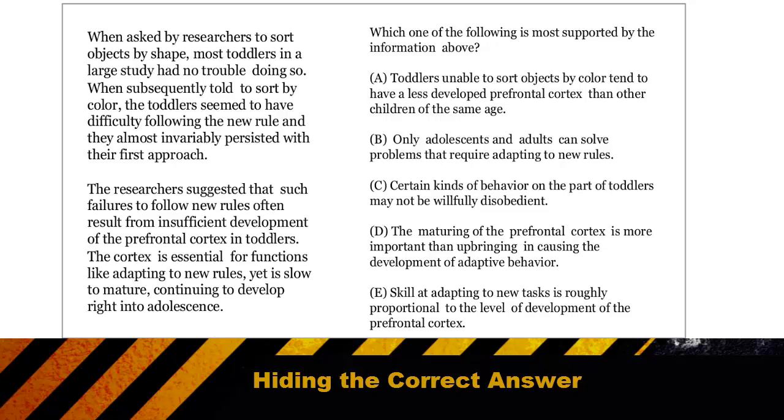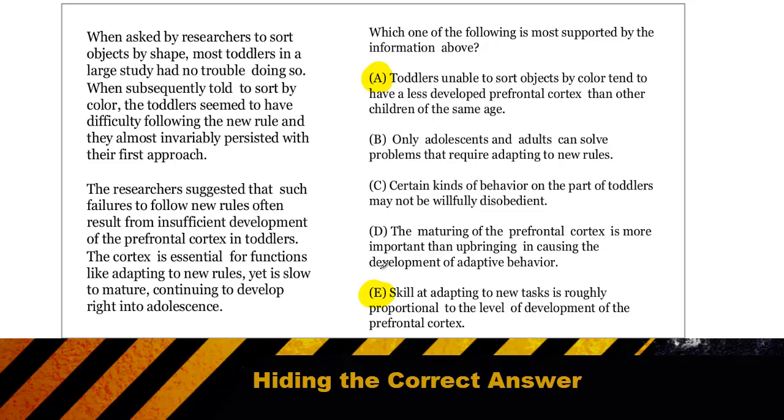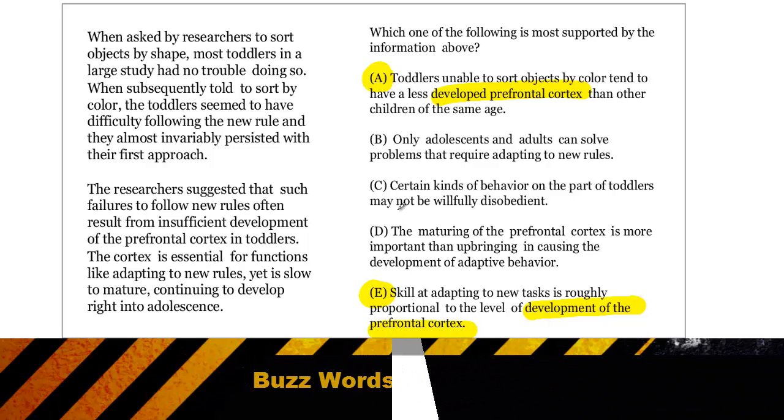Virtually every student I've had who answers this question wrong either chooses choice A or choice E. And both of those choices have this distinct phrase, developed prefrontal cortex, or development of the prefrontal cortex. And that distinct phrase is taken directly from the second paragraph. So when you read answer choice A or E, it sounds very familiar.